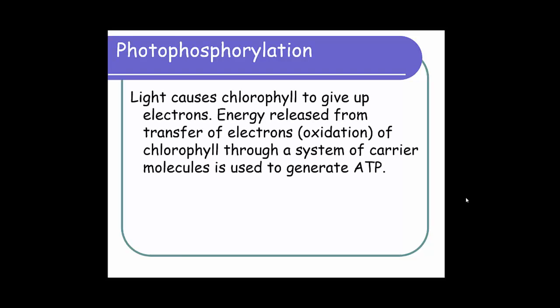Photophosphorylation, as you might expect, is energy from light. Light causes chlorophyll to give up electrons to an electron transport chain. Energy released from the transfer of these electrons from the chlorophyll through a system of carrier molecules is used to generate ATP using ATP synthase, just like we saw. But in this case, it's not an electron carrier that brings in the energy, it's light.